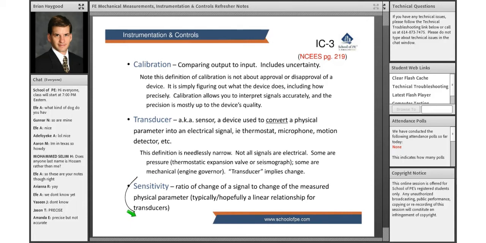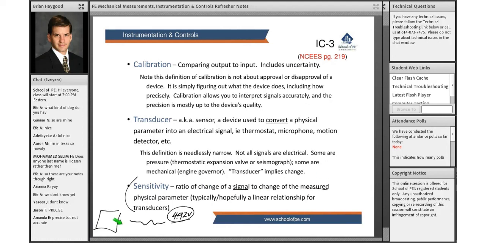Sensitivity is the ratio of change of a signal to change of the measured physical parameter. If I see a signal coming down my wire, maybe I've got an analog to digital converter here, and it tells me that at a particular moment in time I had 4.92 volts. Sensitivity has to do with what a given amount of change in this voltage actually means as far as the measured parameter. If the measured parameter is flow, then I need to know how many gallons per minute correspond to a change of 0.1 volts, perhaps. So how much does my signal change for a given change in the measured physical parameter?